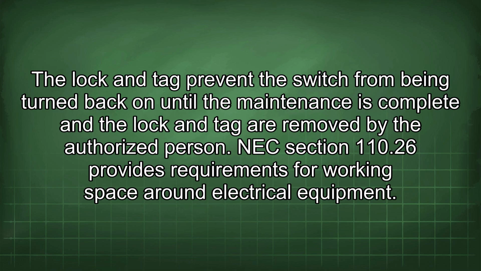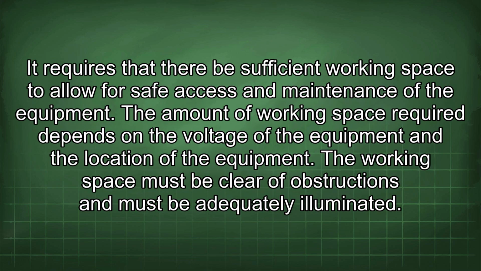NEC Section 110.26 provides requirements for working space around electrical equipment. It requires that there be sufficient working space to allow for safe access and maintenance of the equipment. The amount of working space required depends on the voltage of the equipment and the location of the equipment. The working space must be clear of obstructions and must be adequately illuminated.